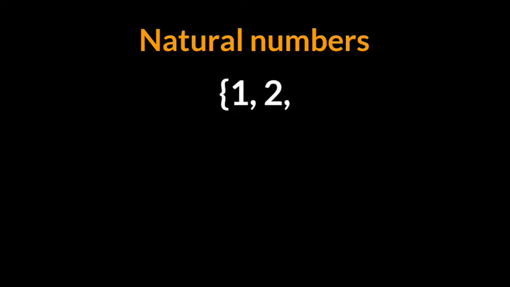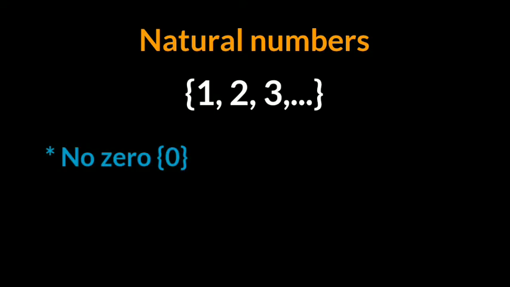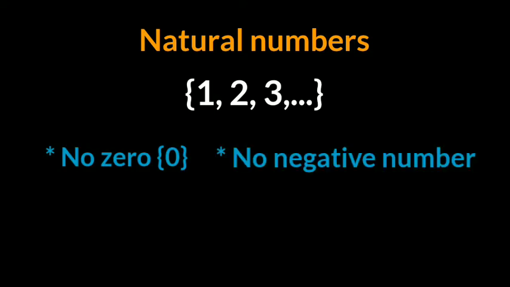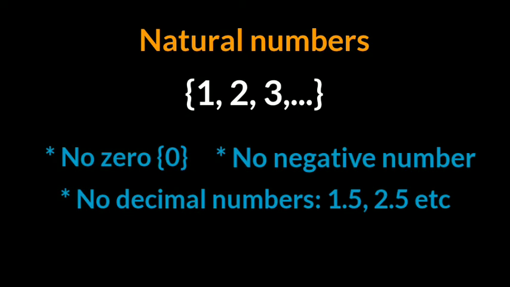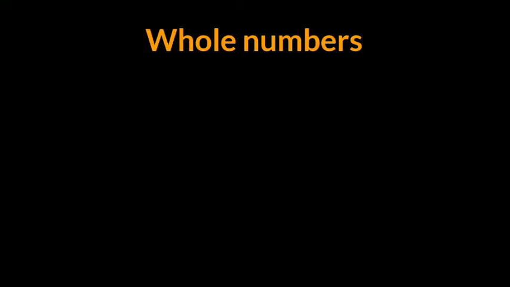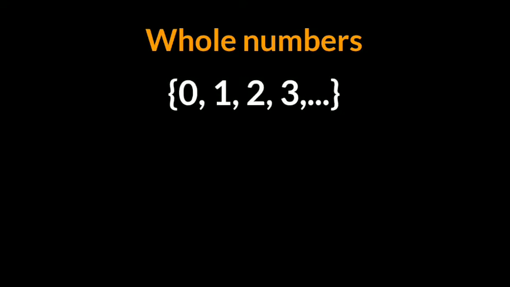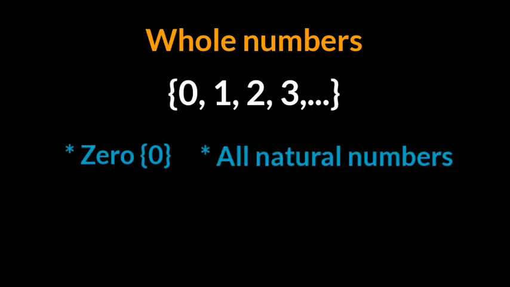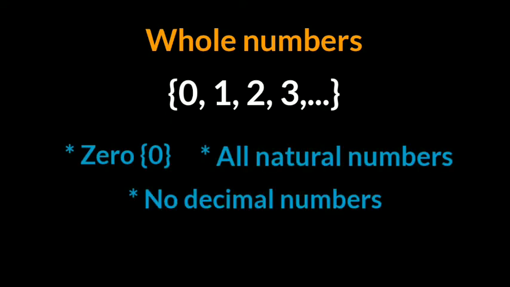Natural numbers are numbers like 1, 2, 3, and the likes. Now, they do not include 0. They do not have negative numbers. They are not decimal. Decimals are like 1.5, 2.5, and so on. And fractions like 1 over 2, 4 over 3, and so on. So natural numbers do not include any of these. Now, whole numbers. Whole numbers are 0, 1, 2, 3, and the likes. Now, they include 0 and all natural numbers. They do not include decimal numbers or fractions.